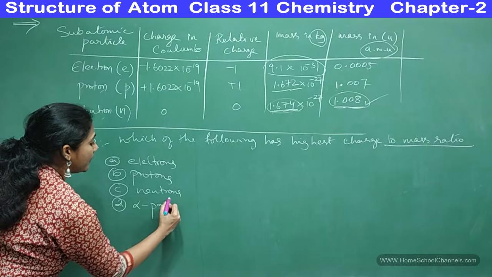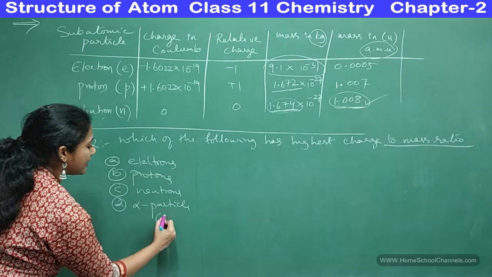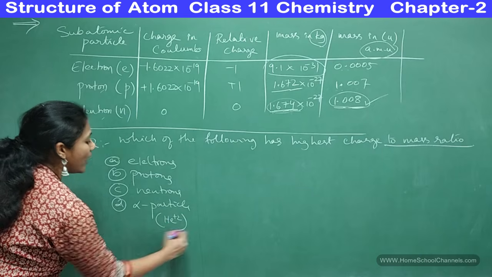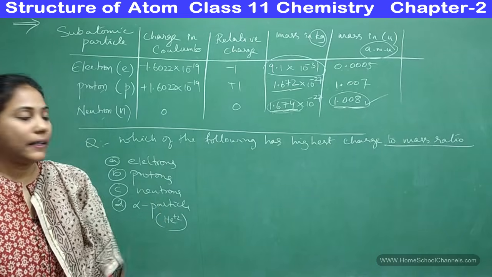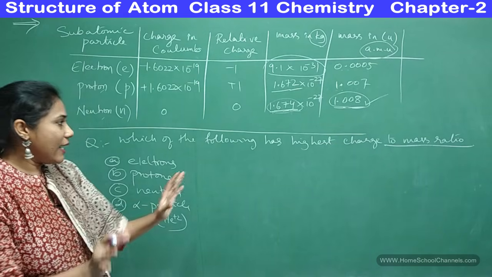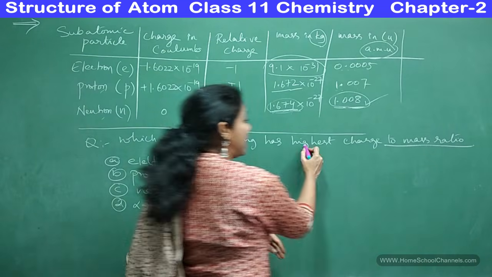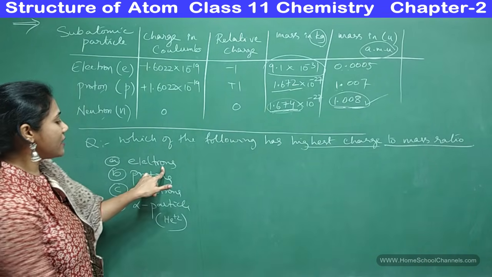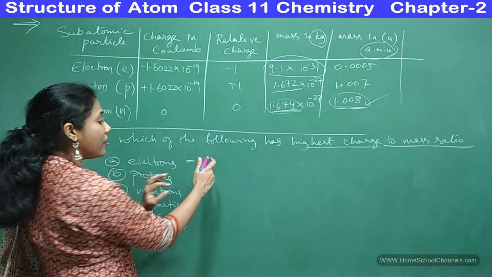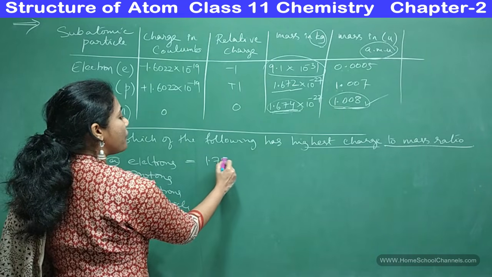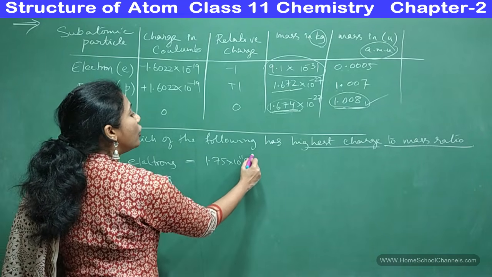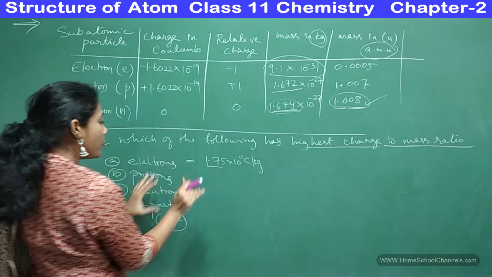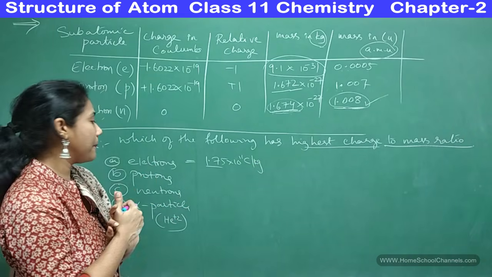You all know what alpha particle means, right? It is nothing but helium plus 2 ion, called as alpha particle. So how do you decide the answer? Which of them has highest charge to mass ratio? See, charge to mass ratio of electron is constant. We know its value, 1.75 into 10 power 11 coulomb per kg, right?